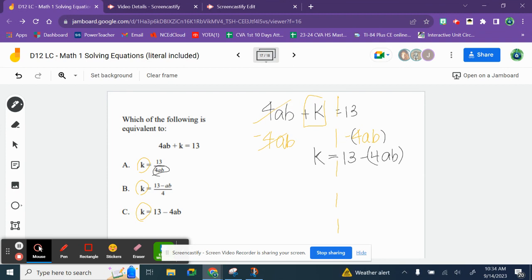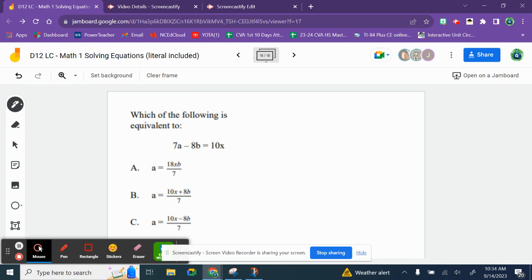K is now by itself. This is not particularly gorgeous, but there's our answer, and we're rocking and rolling. Look at number 18. Talking a little fast because, again, you guys sat through a long class today.